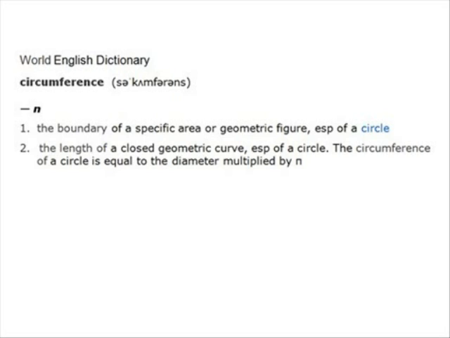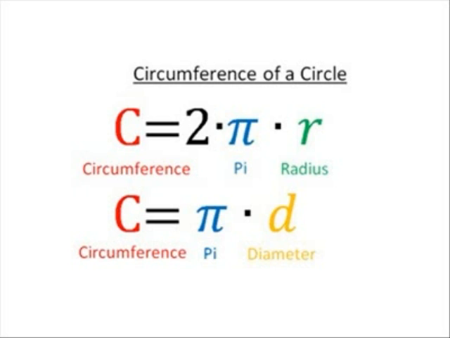Circumference: the boundary of a specific area or geometric figure, such as a circle. The length of a closed geometric curve, such as a circle. This means circumference is the outside border of my pool. To find the circumference, I could either use the first formula by multiplying 2 times pi times radius, or the second formula by multiplying pi times the diameter.